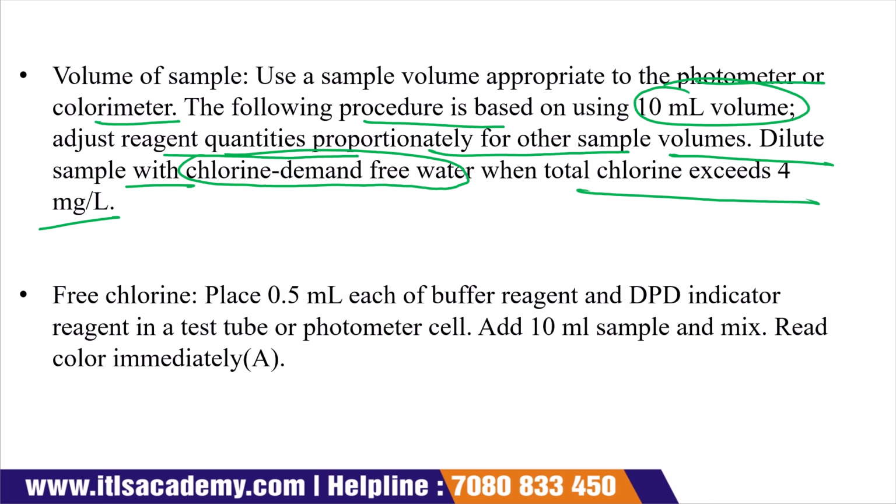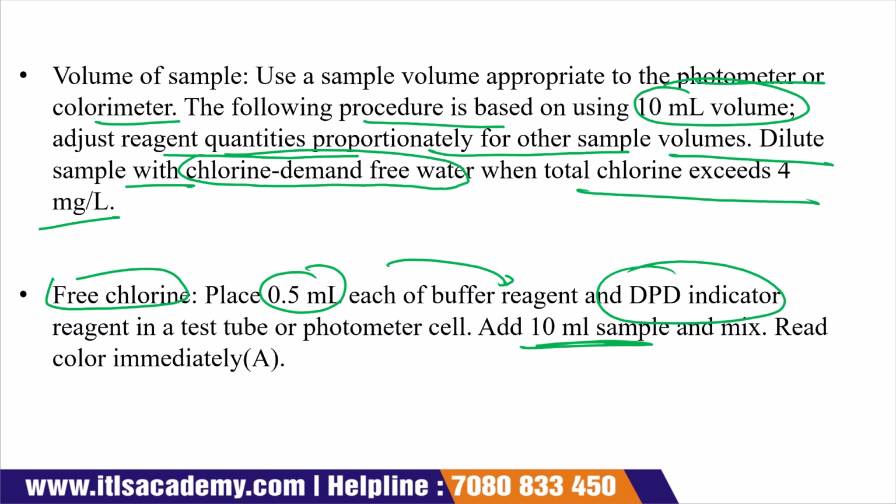Now the next is free chlorine. For this we take 0.5 ml of buffer reagent, and along with the buffer reagent we also take the DPD indicator reagent in a test tube or a photometer cell. Then at the same time we add 10 ml of the sample into that photometer cell or test tube in which the buffer reagent and the DPD indicator are already present. After that we read the color immediately, that is A. Now come to the next slide.